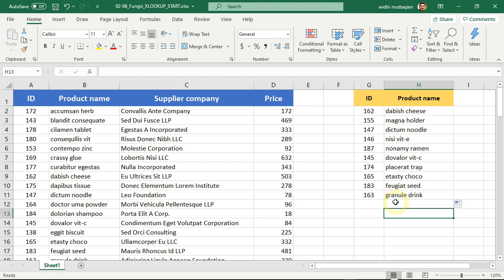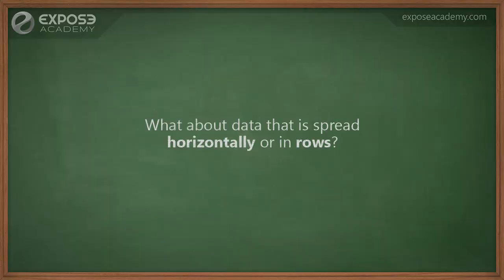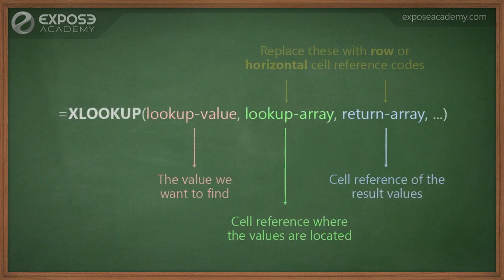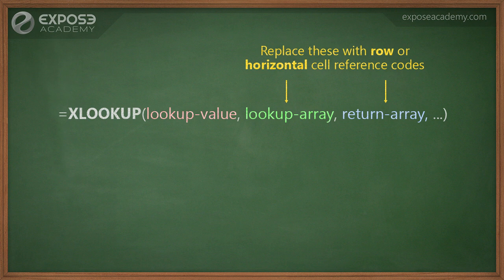At this point, you may be wondering, so what about the data that spread horizontally or located in rows? This is actually pretty easy. You just need to replace the code for lookup array with a cell reference of the row that contains the data you want to find. And you can replace the return array code with a cell reference of the row containing the result data that you want to display. I am sure, inshallah, you guys can try it yourself.